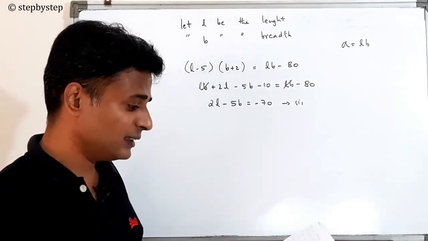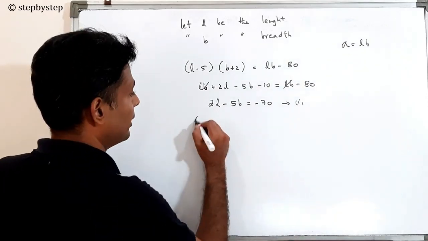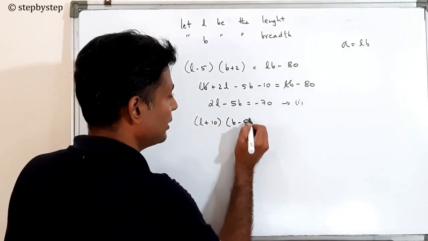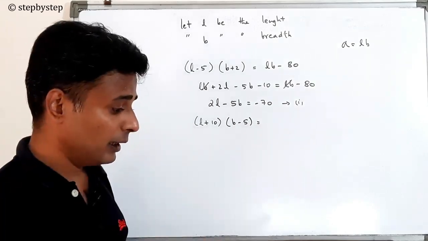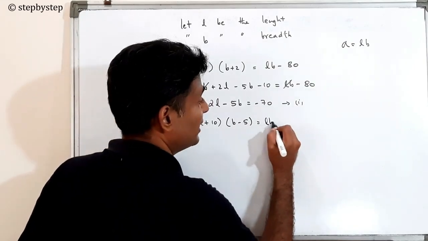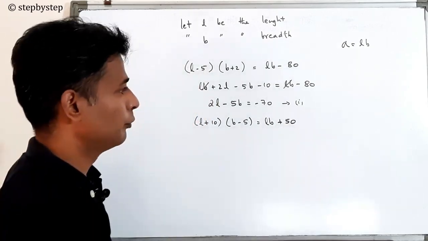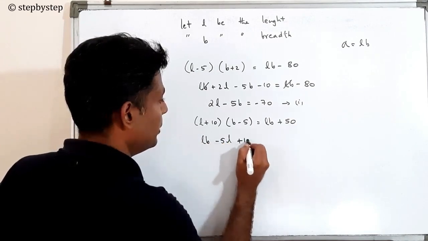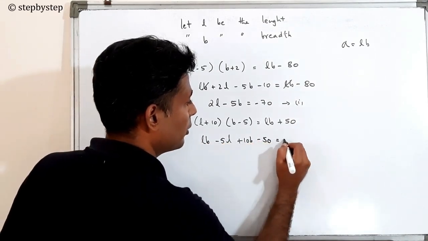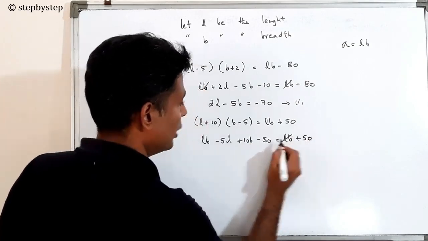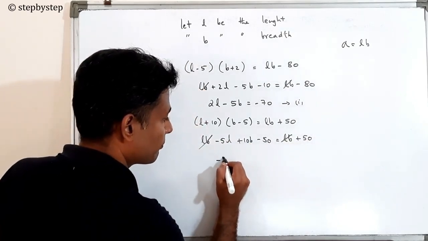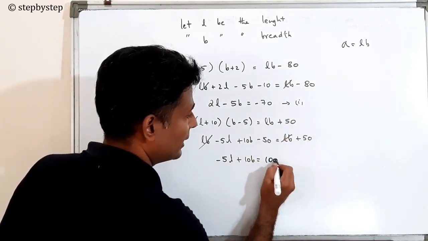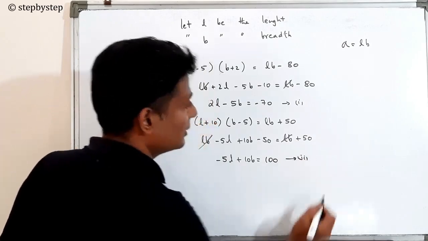Now what is the second thing they have said? If we increase length by 10, so new length is L plus 10, and decrease breadth by 5, so B minus 5, the area is increased by 50. Original area is LB, this gets increased by 50. So opening the brackets, LB minus 5L plus 10B minus 50 equals LB plus 50. So LB cancels. I get minus 5L plus 10B equals 50 plus 50, that is 100. This is our second equation.